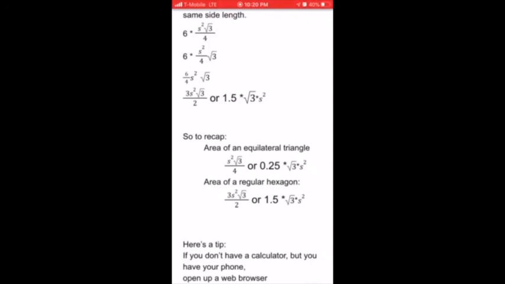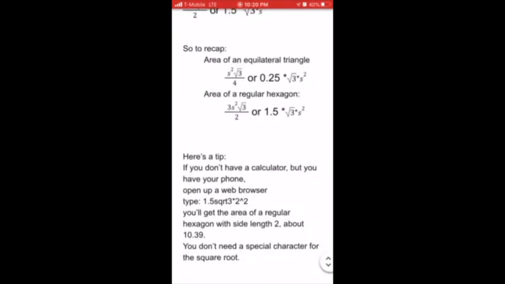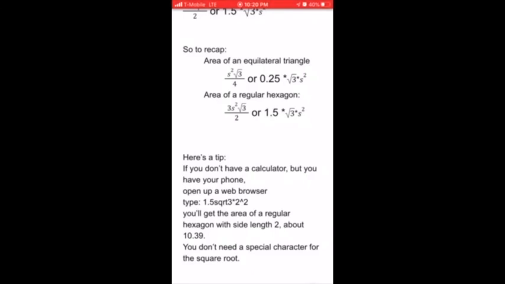Here's a little tip. If you don't have a calculator but you have your phone, open up a web browser, type 1.5 sqrt3 times 2 exponent sign 2. You'll get the area of a regular hexagon with side length 2, and that works out to about 10.39. You do not need a special character for the square root. So now you've seen formulas for both the area of a hexagon and the area of an equilateral triangle.